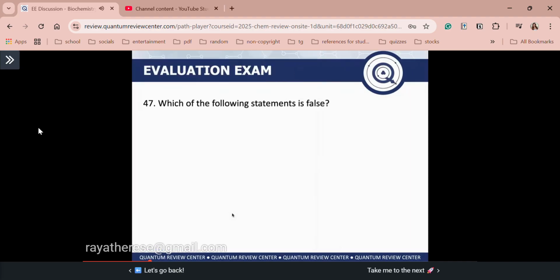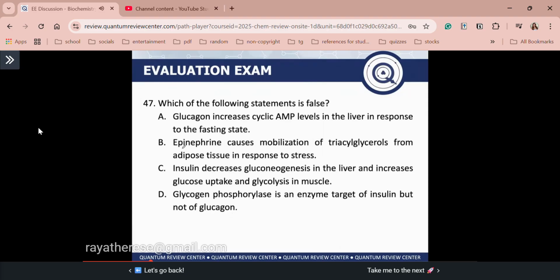Oh, class, this one has very lengthy choices. So this is actually about your hormonal regulation. Let's see. Glucagon, which of the following statements is false? Let's read. A. Glucagon increases cyclic AMP levels in the liver in response to the fasting state. Class, remember, this one is true.